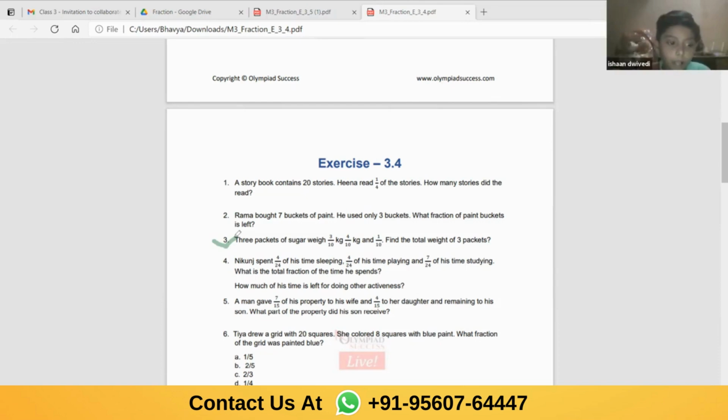Okay, ma'am. Because Ishan, in order to make the denominator same, we have to figure out LCM, which you will learn in grade 4. It is not part of the grade 3 course.